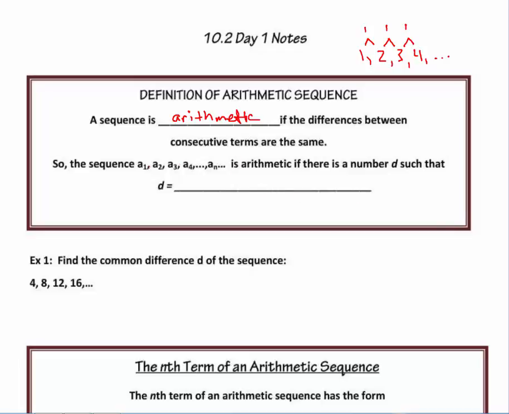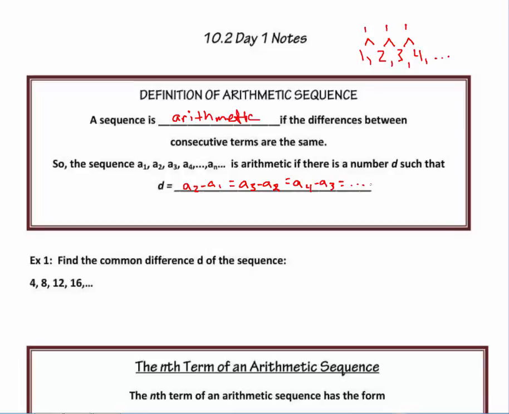So a sequence is arithmetic if there is a number d such that d is equal to a2 minus a1, and that's equal to a3 minus a2, that's equal to a4 minus a3. So you see what I'm doing is just taking a term and subtracting the previous term, and that has to equal the next term minus its previous term. So the difference between all of them is the same.